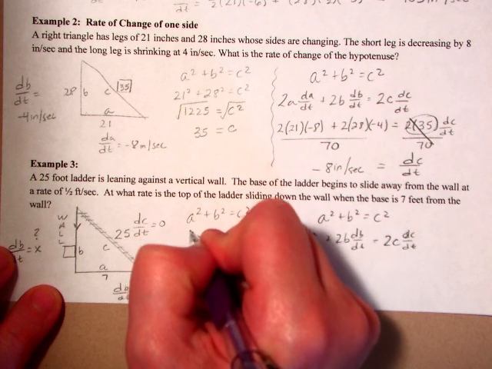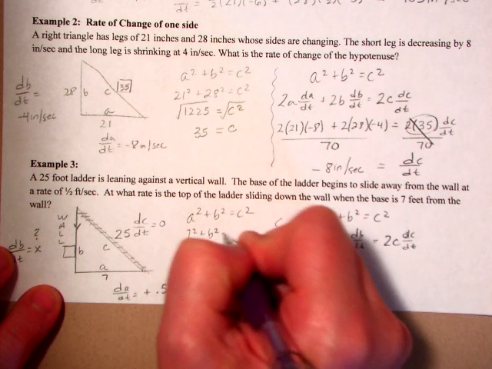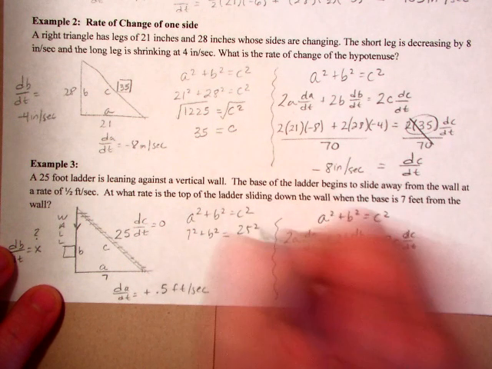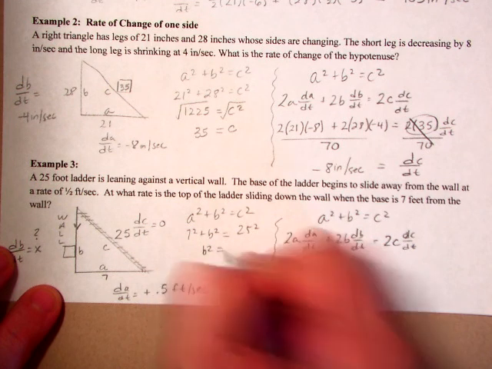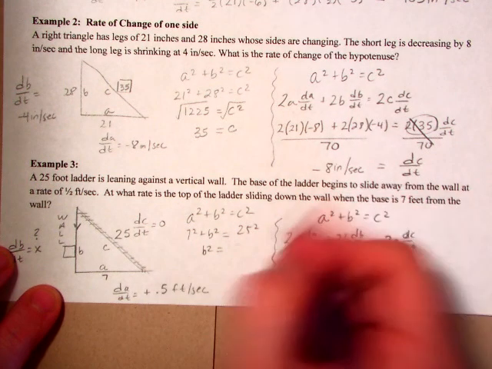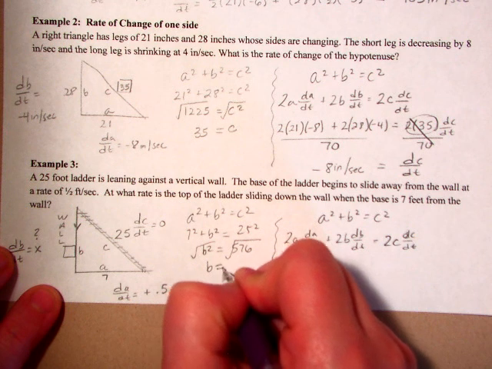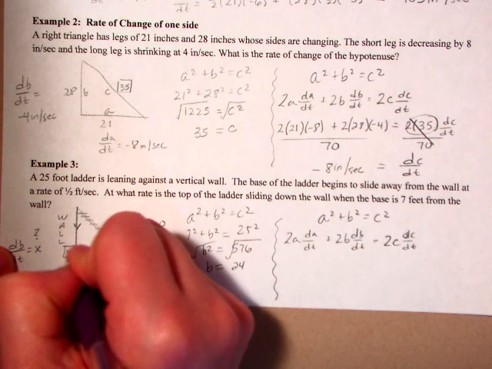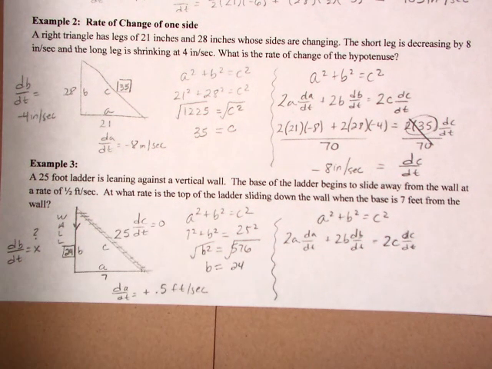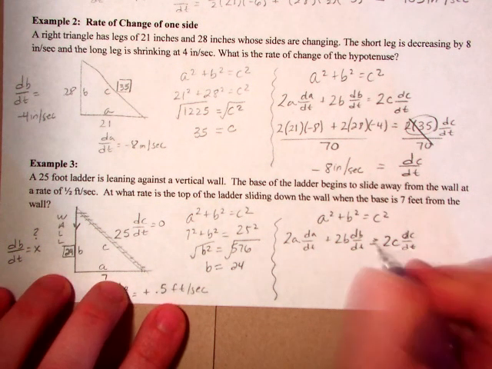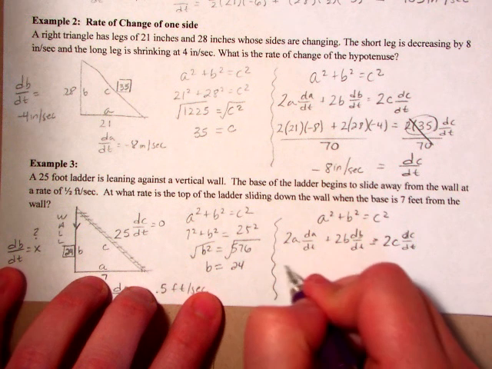Let's plug in everything we know. We're going to solve for b. B squared is equal to 25 squared minus 7 squared, so B squared is going to equal 576. Square root of both sides. B is equal to 24. Now I've set myself up to have 5 of the 6 unknowns in this derivative on the right-hand side. So I can go ahead and fill all of these in.